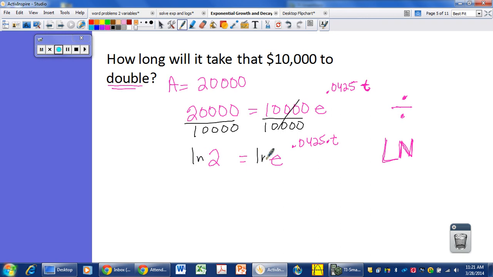Natural log, natural log. Okay, this is very good because the natural log of e is the number 1. And we can bring this to the front, this times 1, this in essence cancels itself out. So we're left with the natural log of 2 equals 0.0425 times t. So our last step to solve for t, after we natural log both sides and that cancels out the e, is to divide once again by our coefficient 0.0425.